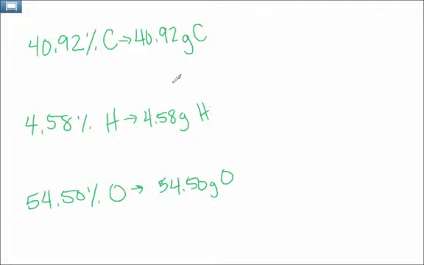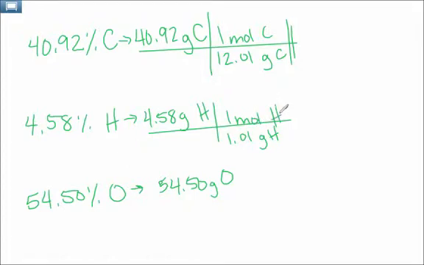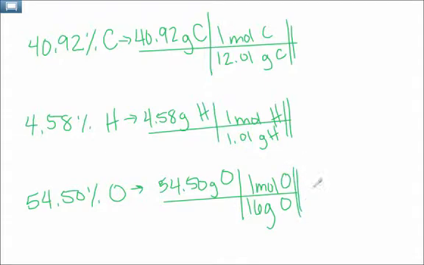Okay, next step. We need to change these to moles. So we're going to divide by the molar mass. So for carbon, that is 12.01. Hydrogen, oxygen is 16. Everyone know how I got those numbers? Okay. So if someone would do those calculations for me.